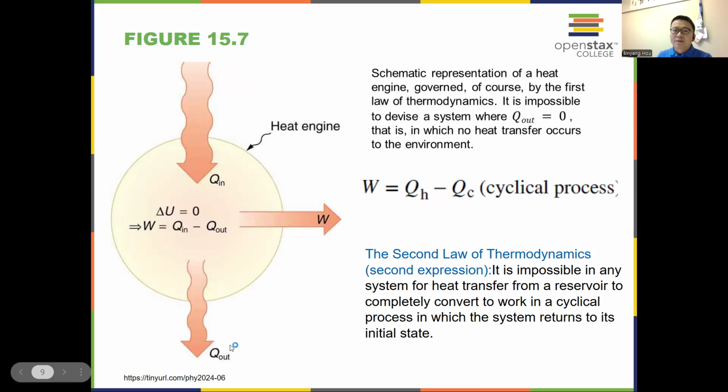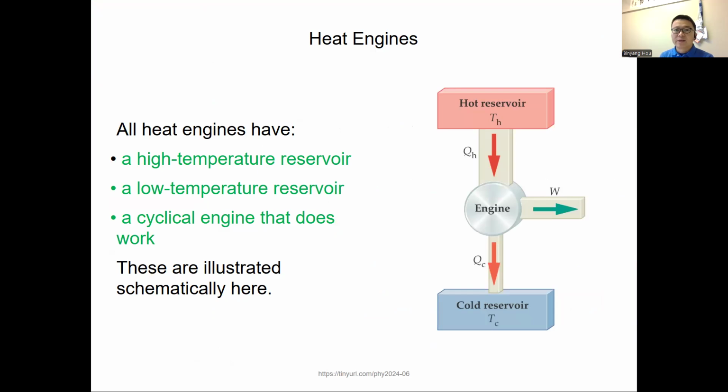Okay. All right. Now, as we mentioned last time, you cannot convert all the heat into work. So this is the second expression that we took a look at first last time. It's impossible in any system for heat transferred from a reservoir to be completely converted into work in a cyclic process. Okay. All right, so W equals QH minus QC. So there are three main components of the heat engine. There should be a hot reservoir, which provides the heat, QH, and there's an engine that converts part of the heat into work, W, and then there should be a lower cold reservoir here, okay? All right.